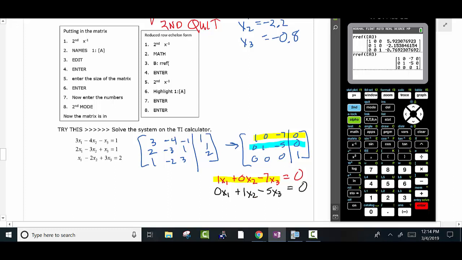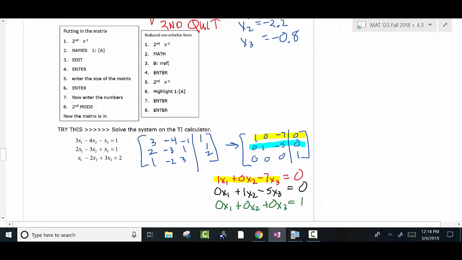That's what that means. Now the last one's kind of weird. What the last row means is 0x1 plus 0x2 plus 0x3 equals 1. Now remember, what we've learned so far is when you solve a system of equations, there are two possibilities: either you get a solution or you don't. Now look at this last row right here. You know what this really means? It really means 0 plus 0 plus 0 is equal to 1. Is that true? No. So that's a no solution one.